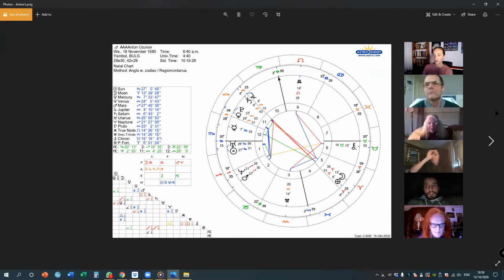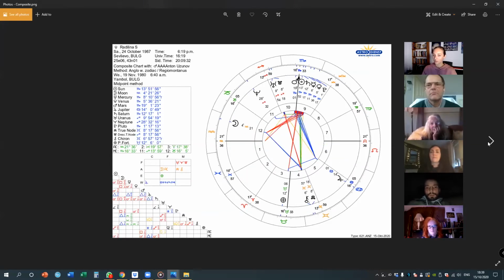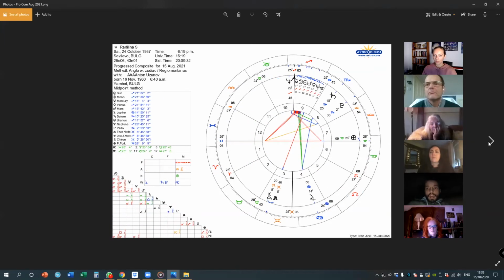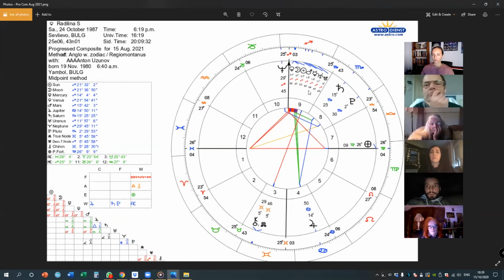And a progress composite for next year, where we're going to have progress new moon in the composite, which is something of a big event. Yeah, so can you go to that progress new moon chart? And before I ask you my question, what is the signification of the progress new moon in the composite?